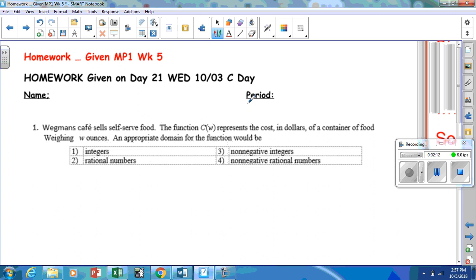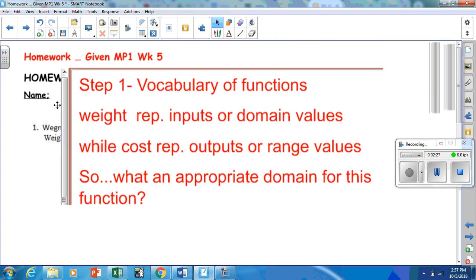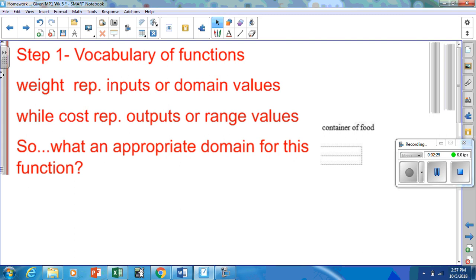Okay, so when we look at our input values, can it be integers, rational numbers, non-negative integers, or non-negative rational numbers? Really, this is a vocabulary test. So consider what we know. Okay, input, domain is the weight. The cost would be our output, the range. So what would be an appropriate domain?